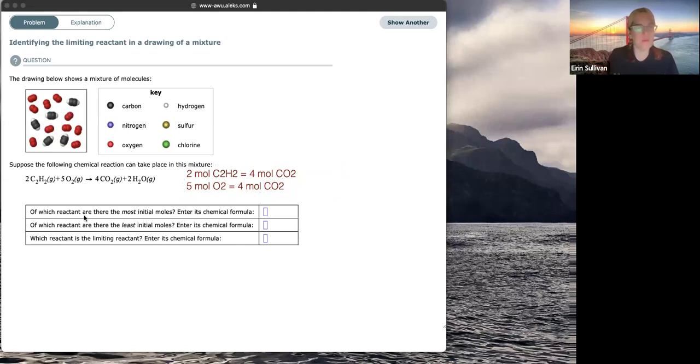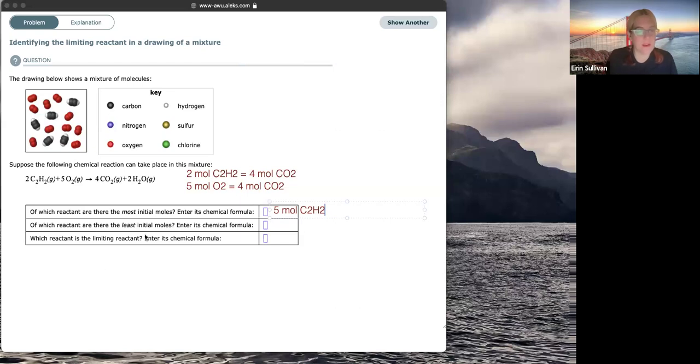So first of all, of which reactant are there the most initial moles? Well, we should just count them all up, right? So this must be the C2H2. Carbon is black, hydrogen is white. That's the general scheme of things. So we've got 1, 2, 3, 4, 5 moles of C2H2 is what we've actually got. I guess I can just write that in there, couldn't I?